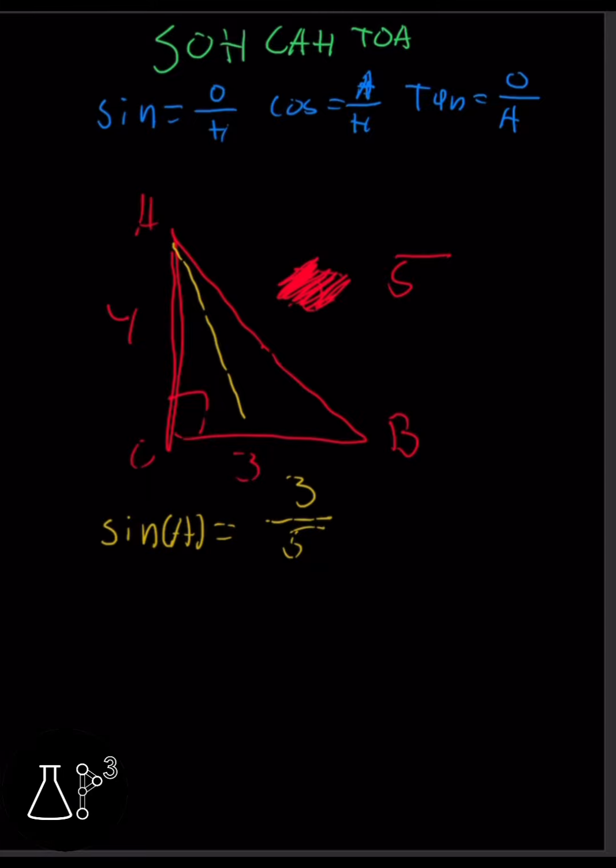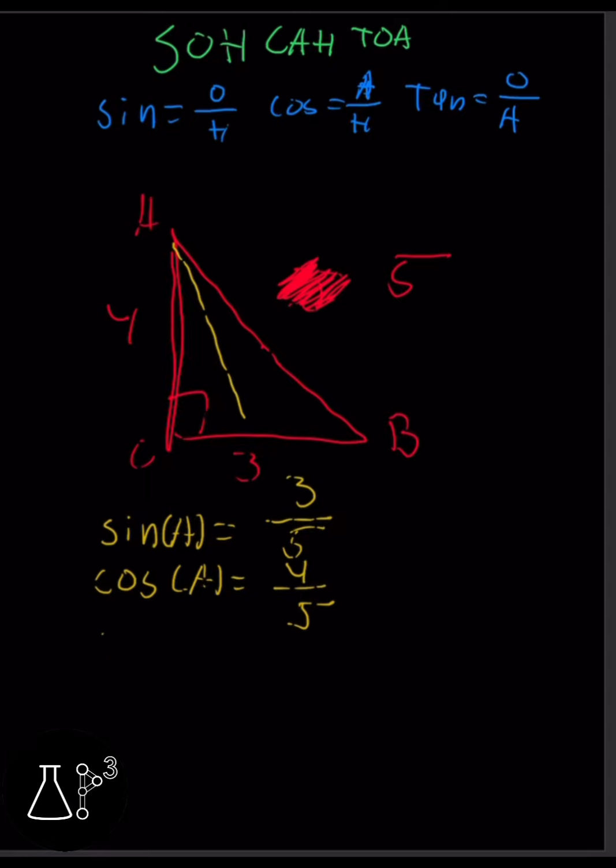Now let's do cosine of A. Cosine of A uses the same hypotenuse, so we're going to have 5. But adjacent is going to be the side length that's closer to A. In this case, it's going to be 4. So cosine of A is going to equal 4 divided by 5.